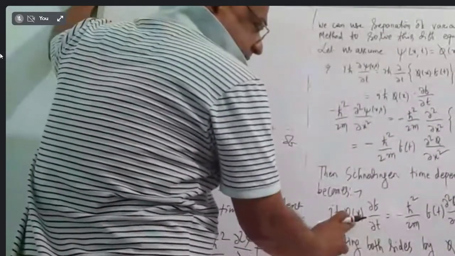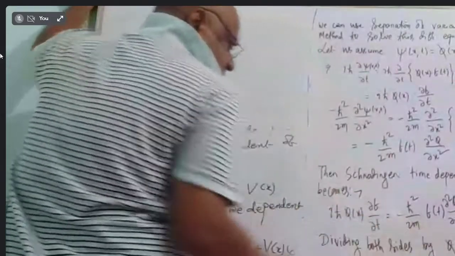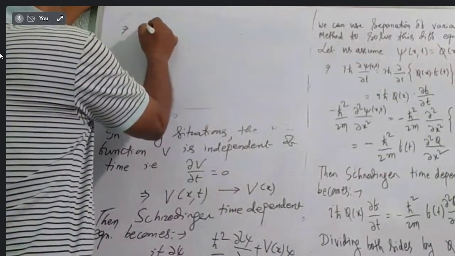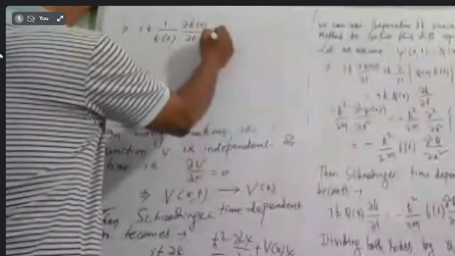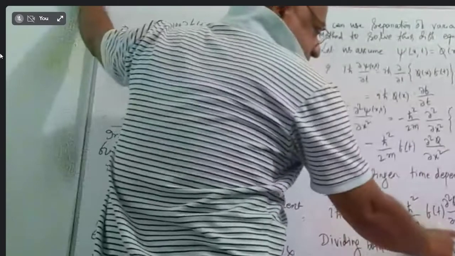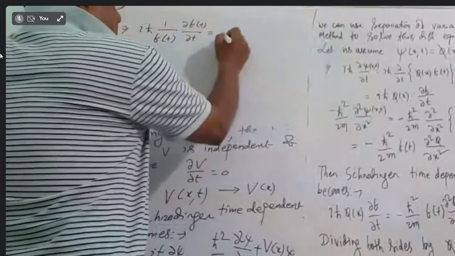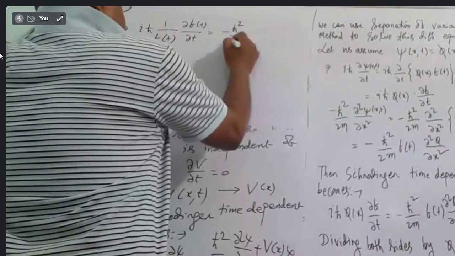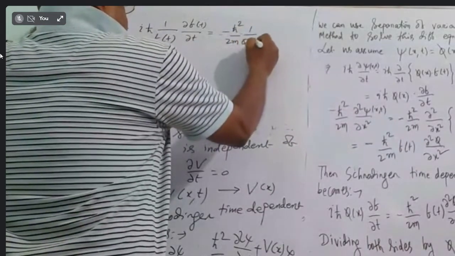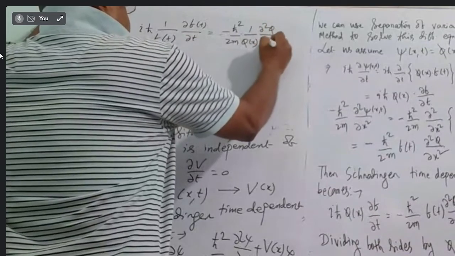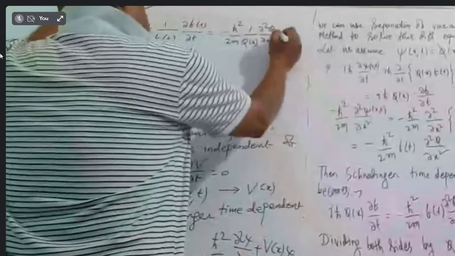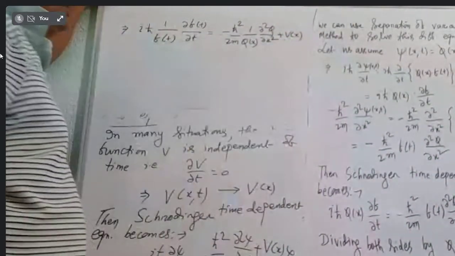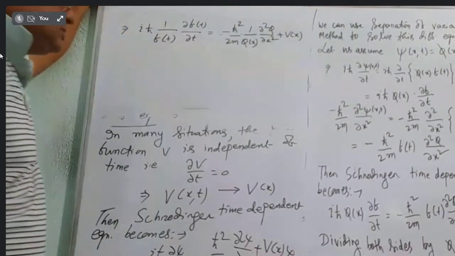In LHS, there is a phi x. So when you divide this, phi x will be cancelled. So what you see is iħ times 1 by f(t) del f(t) by del t. In RHS, f(t) is there, f(t) will be cancelled. So what remains is minus ħ squared by 2m times 1 by phi(x) del squared phi by del x squared. These phi(x) and f(t) will be cancelled by dividing, so only it will be V(x), because V is a function of x only, not a function of t, as we have discussed.